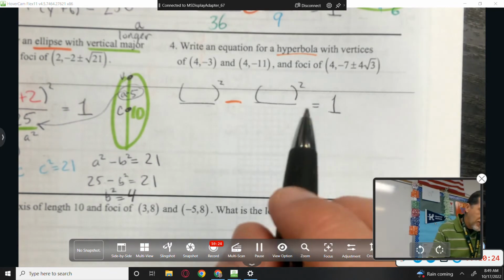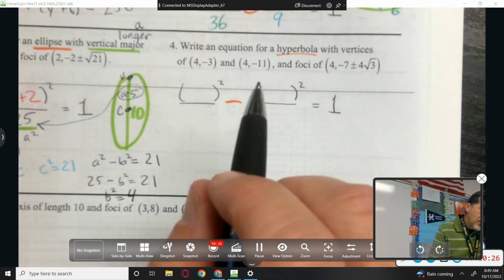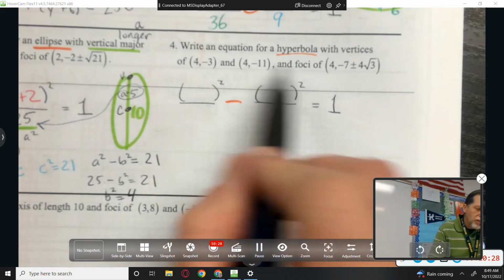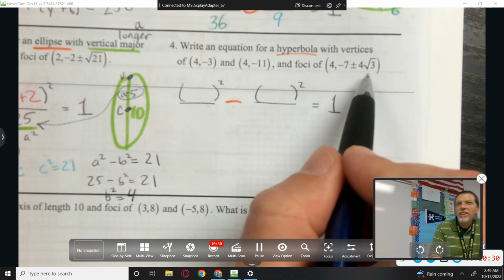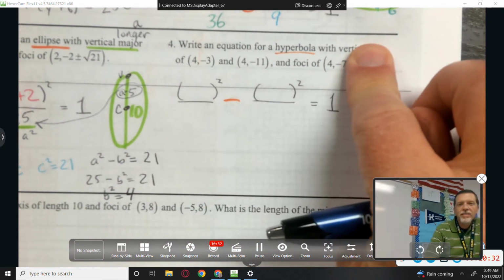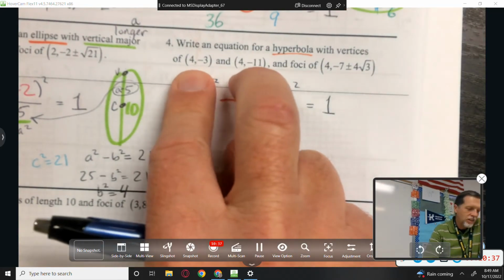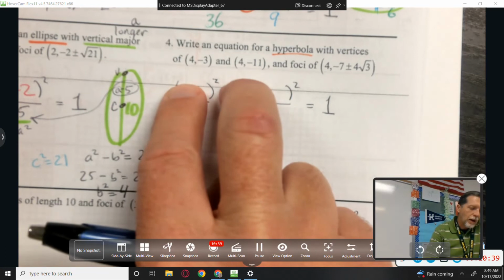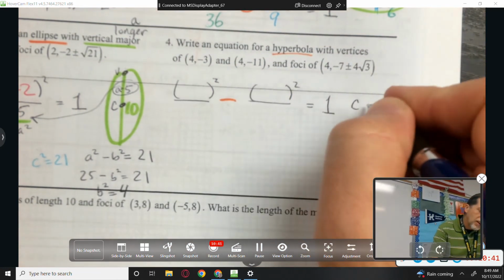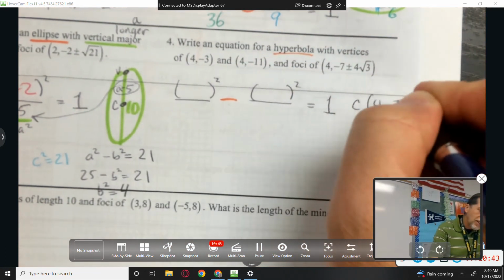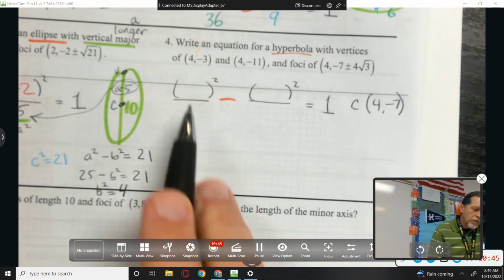How can I get the center? From looking at the foci. Okay, I was going to look at the vertices, but the foci would actually be easier, because if I ignore the plus or minus, I've got the center. The center should also be in between the two vertices. So I was going to do it that way, but I think I like your way better. The center would be 4, -7. Although I still don't know which one's first.